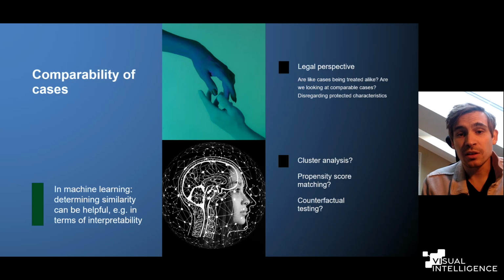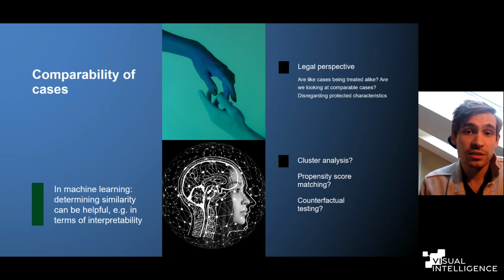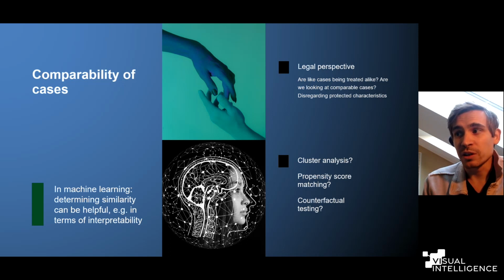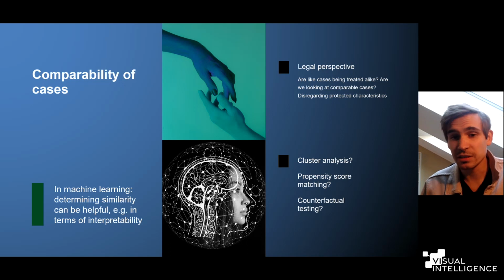However, in the context of legal decision-making, the purpose of determining comparability is often to show that people are being treated equally if they are comparable. And we often use the term comparability in law because we are trying to figure out if cases are comparable when we look away from the protected characteristics, unless those characteristics are lawful in a certain context.